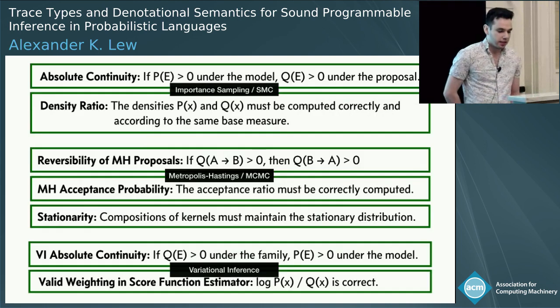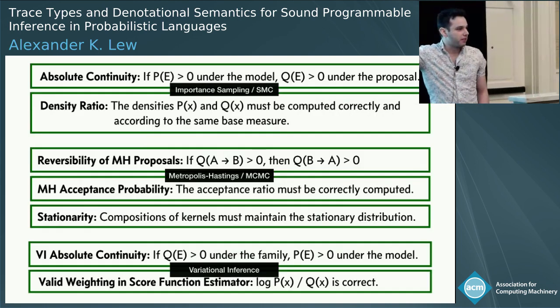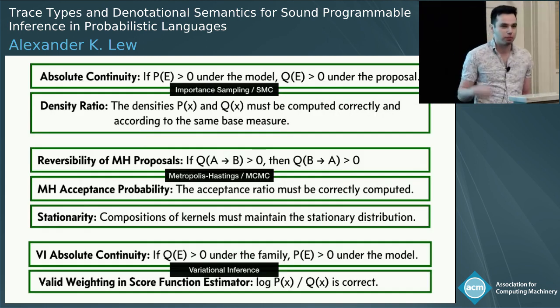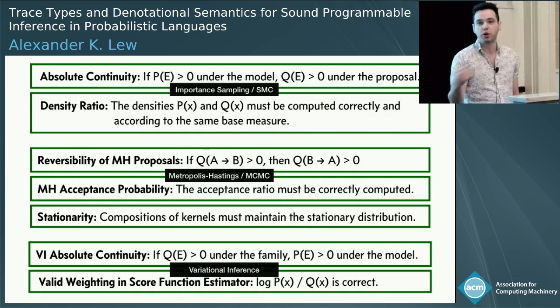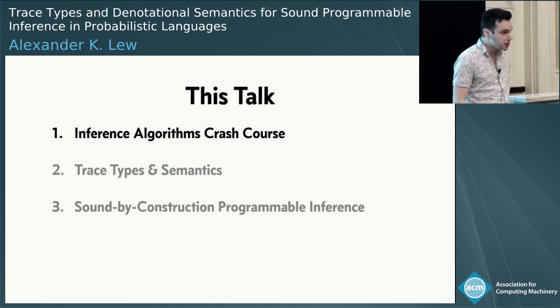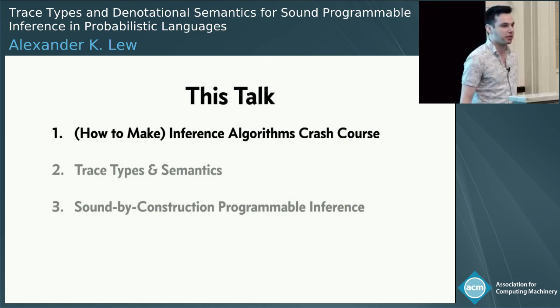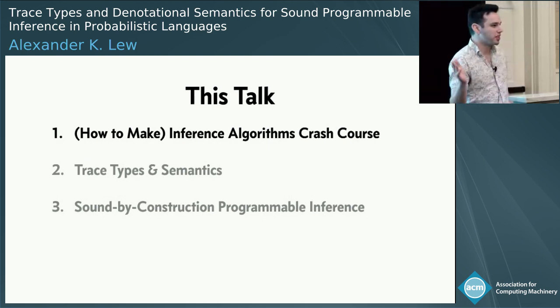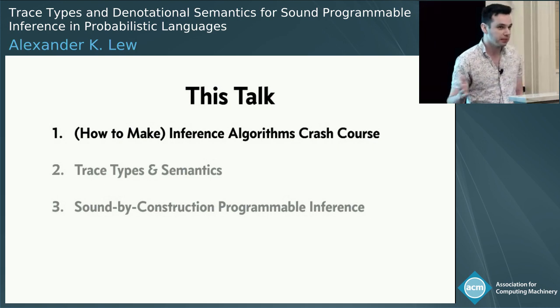Some of those properties are specific to variational inference, but all of these algorithms have different properties that you're going to want to ensure about the relationship between these two programs, your model and your proposal distribution or guide program or transition kernel. And so in this talk, I'm going to spend the first chunk giving an overview, an inference algorithms crash course, or maybe a how-to-make-inference-algorithms crash course. We're going to do a whirlwind tour of these inference algorithms and what can go wrong in them.